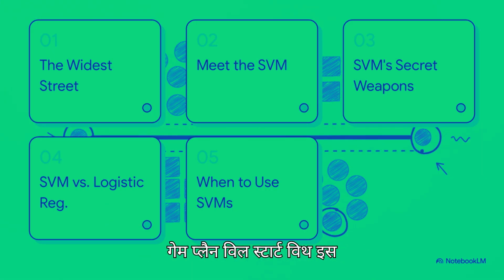So here's our game plan. We'll start with this idea of the widest street. Then we'll properly meet the SVM and check out its secret weapons. We're even going to put it head-to-head with a classic, logistic regression. And finally, we'll wrap up with a practical guide on when you should actually use this thing.